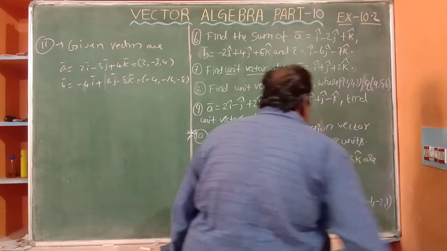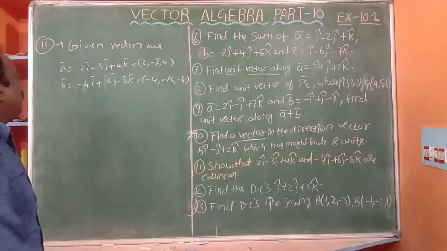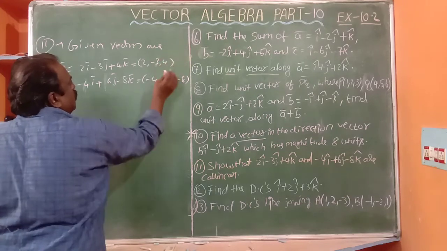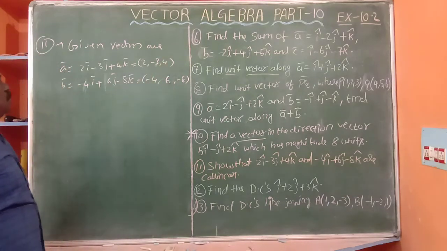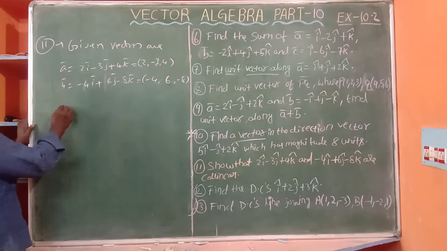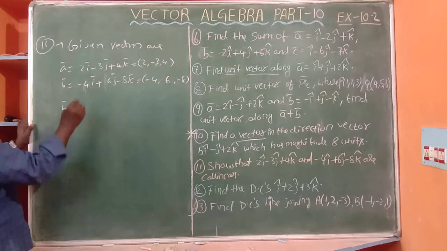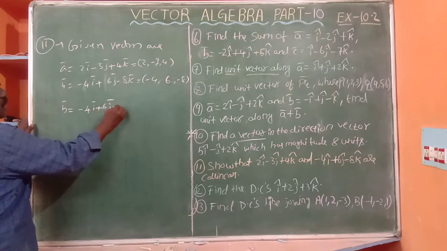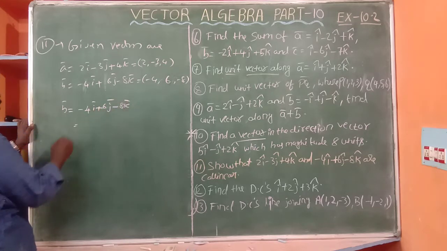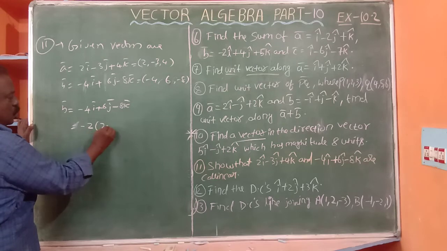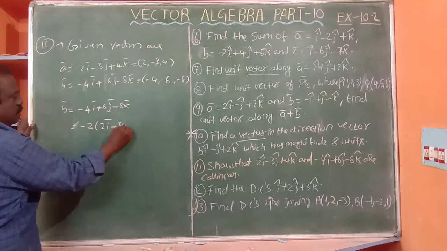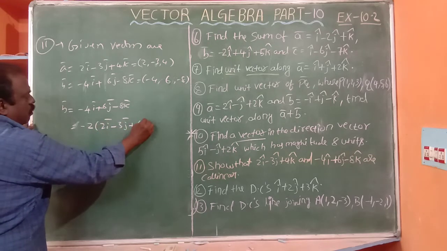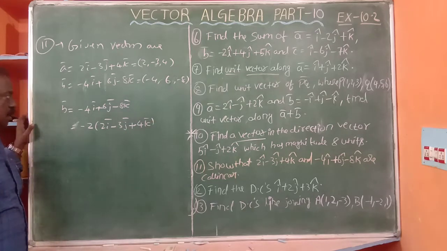Yeah. Now it is okay. It is plus 6. You see, what is B bar? It is minus 4i plus 6j minus 8k. You take minus 2 as common, it is 2i minus 3j plus 4k. Will you agree?